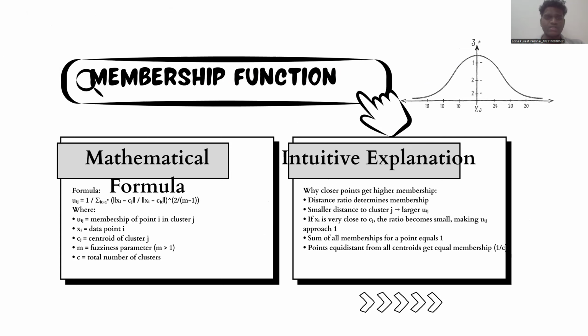Membership formula. Now let us understand the most important formula. Mu ij equals 1 divided by the summation over k of the ratio of distances raised to the power 2 divided by m minus 1. Let us break down what it actually means. Uij is the membership of point i in cluster j. Xi is the data point. Cj is the cluster center. The key idea is if a point is closer to a cluster, its membership value increases. If it is far, the membership decreases. So the formula compares the relationship between the distances.